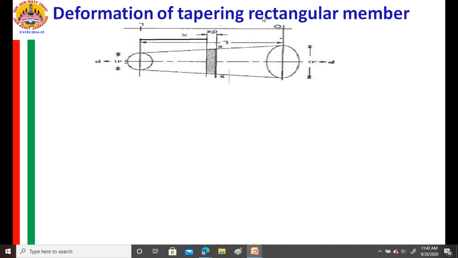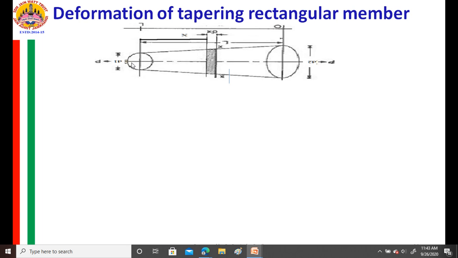Deformation of another figure: tapering circular member. Only these two derivations are there. They are a bit problematic for you in the examination, that you need to practice. Again the same thing.